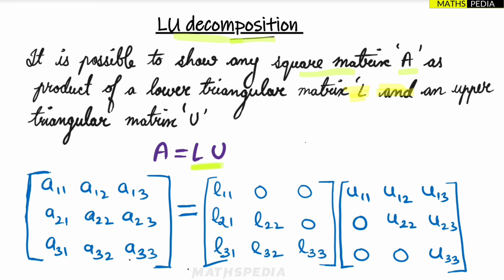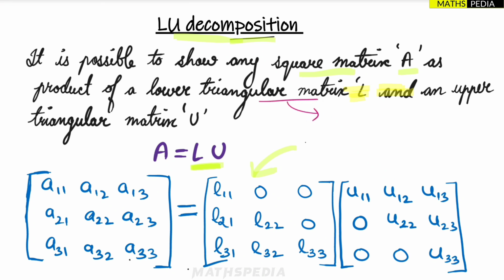In a lower triangular matrix, what happens? The elements above the diagonal will be 0. And in an upper triangular matrix, the elements below the diagonal will be 0. You need to remember that, that is very important. So we'll talk about the lower triangular matrix.